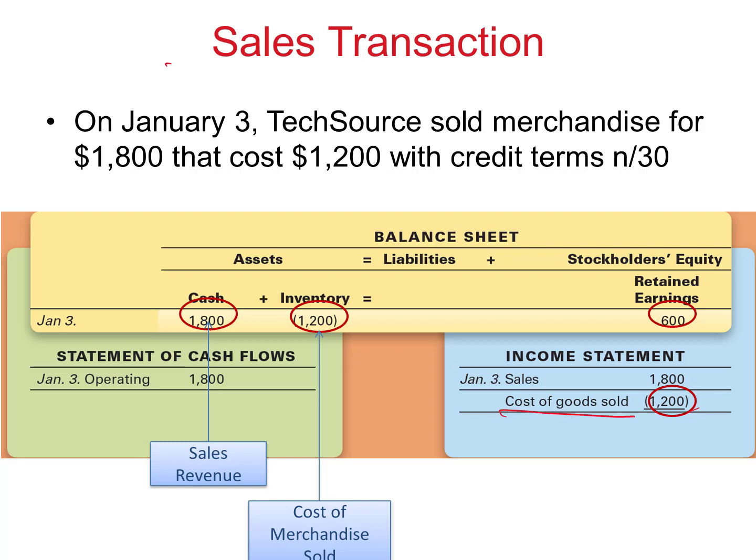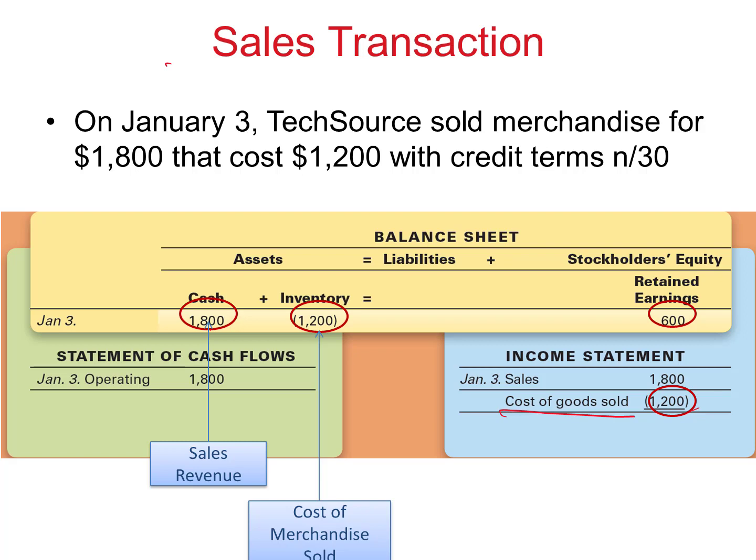In this case, what's taking place is we are selling merchandise for cash. This merchandise has a cost of $1,200. The transaction is what we see here. Cash increases by $1,800. This is a cash transaction and there are no discounts. The inventory is reduced by $1,200.